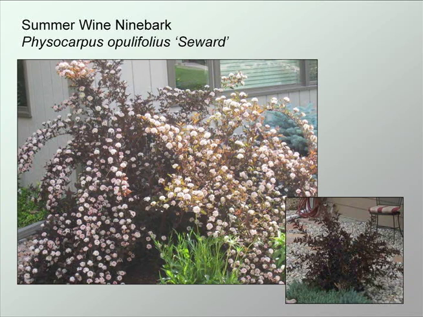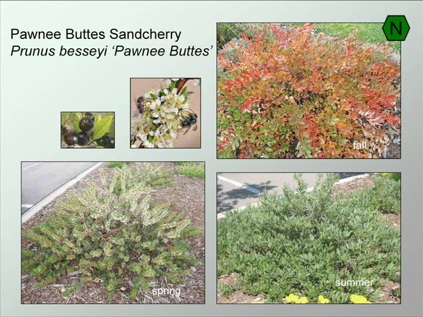The Pawnee Buttes sand cherry is another native plant found out by the Pawnee Buttes. And you can see in this picture here, it has a white flower in the spring and then a nice form to it. It stays very low, only getting about 18 inches tall and spreading probably 5 to 6 foot wide. And then it gets a stunning reddish orange fall color. This would be a great one for erosion control.